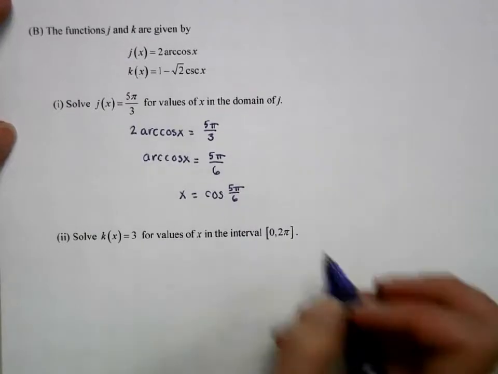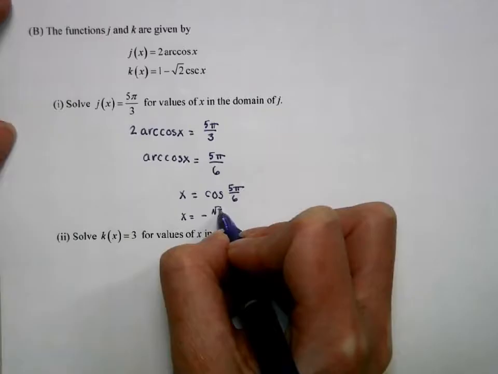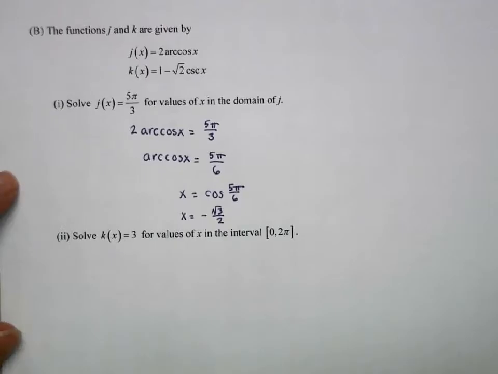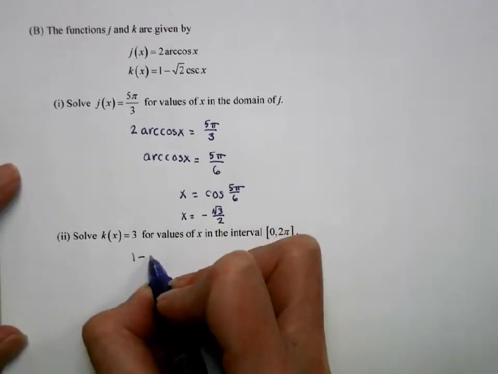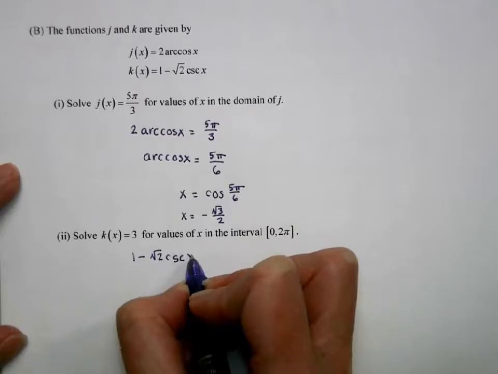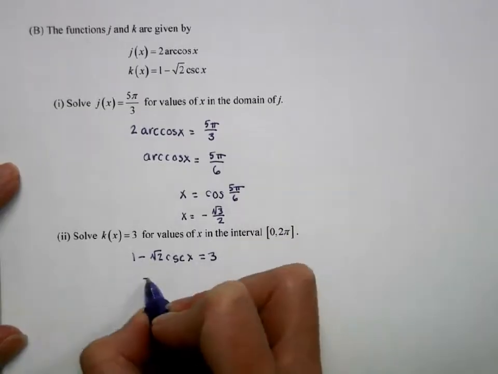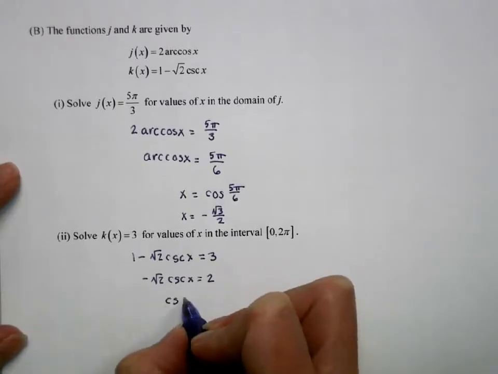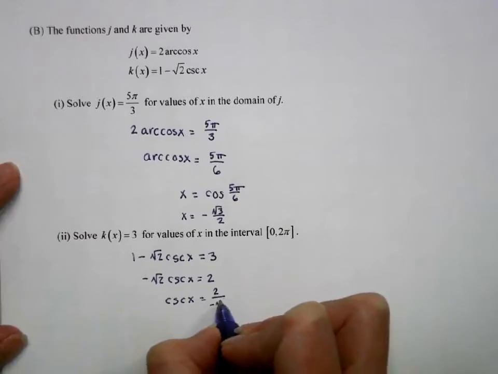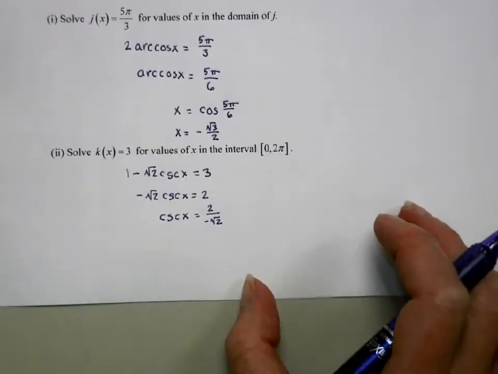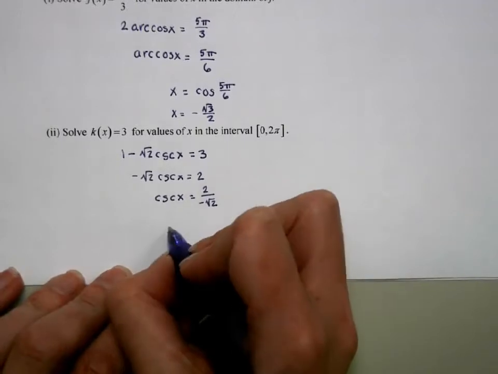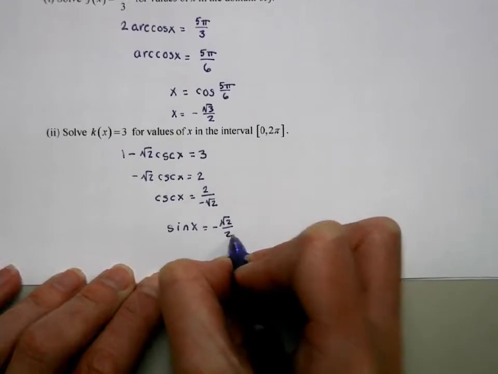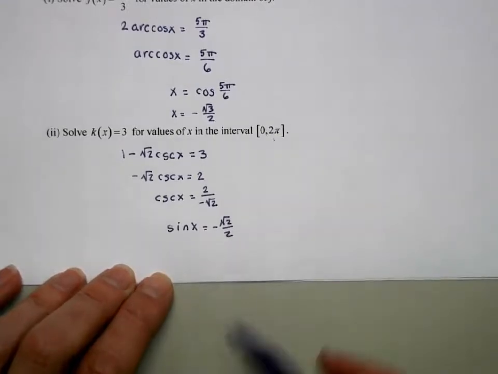For our next one, I'm going to take 1 minus root 2 cosecant x, set that equal to 3. Then divide. So if cosecant is equal to 2 over negative root 2, we're looking for sine to equal negative root 2 over 2. We're looking at the interval 0 to 2 pi. So our y values are negative root 2 over 2 at 5 pi over 4 and 7 pi over 4.